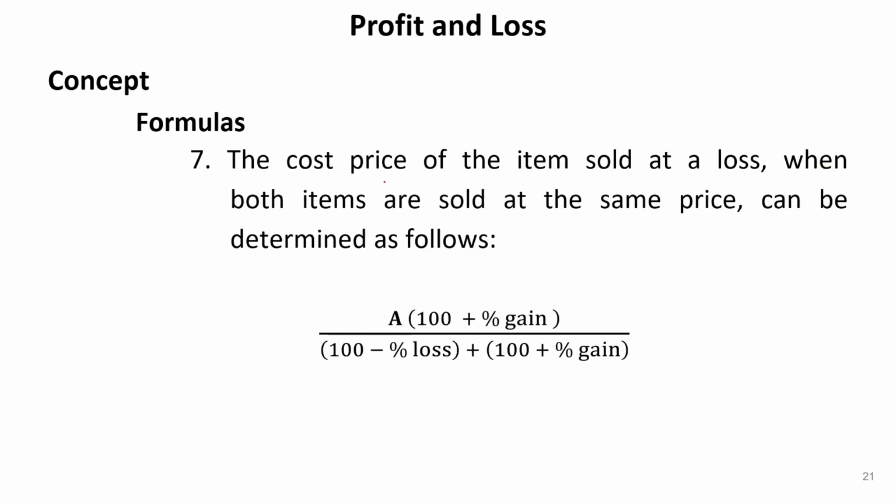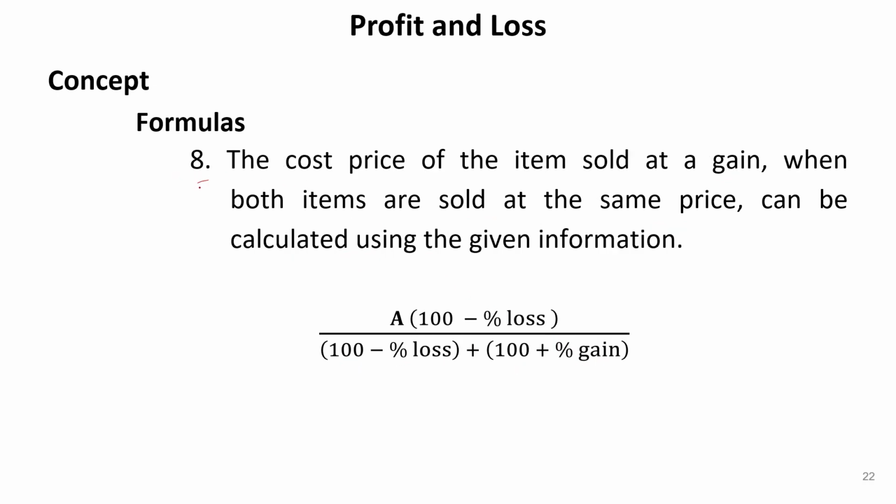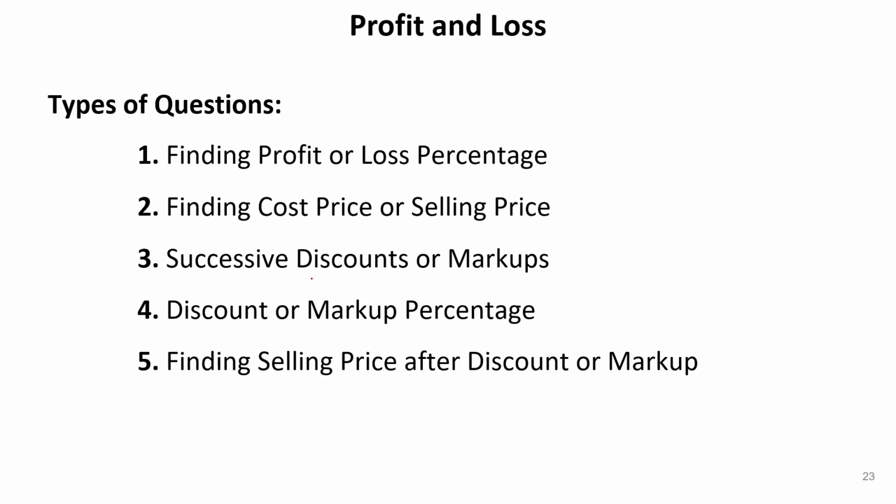Okay. So the cost price of the item sold at a loss, when both items are sold at the same price, can be determined as follows. That is, A into (100 + percentage gain) whole by (100 - percentage loss) + (100 + percentage gain). So the eighth kind of formula will be the cost price of an item sold at a gain when both items are sold at the same price. So it can be calculated using the formula what? A into (100 - loss percentage) whole by (100 - loss percentage) + (100 + gain percentage).